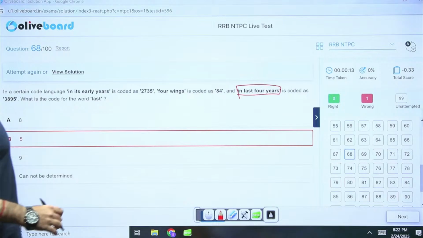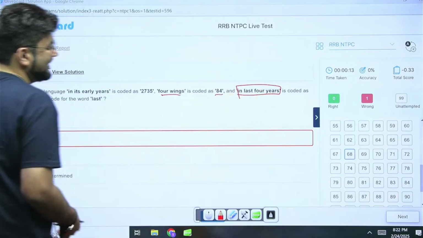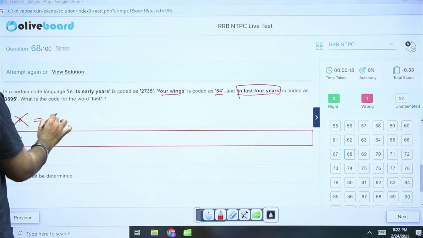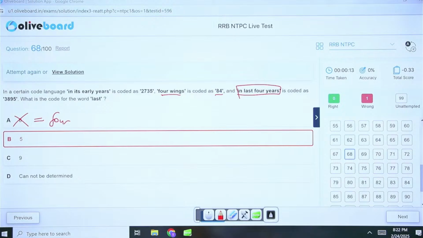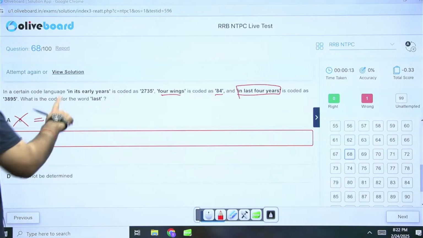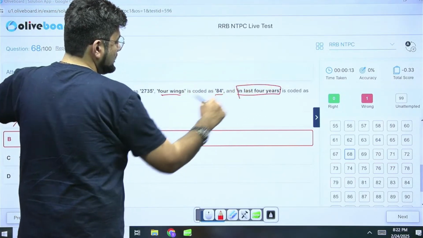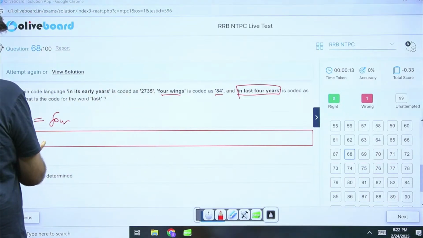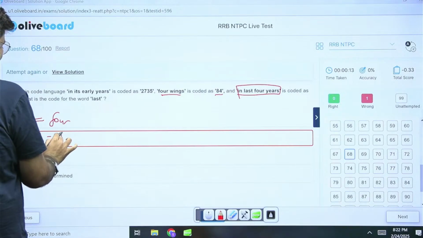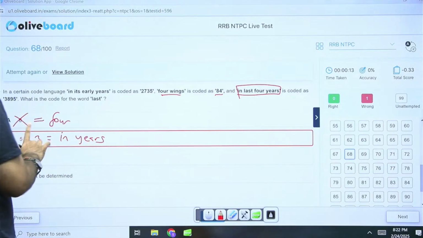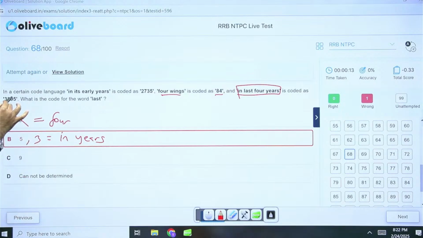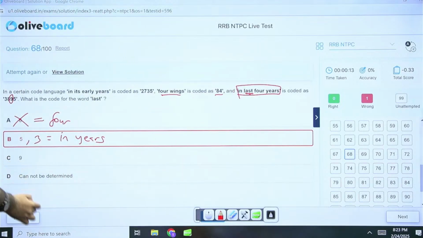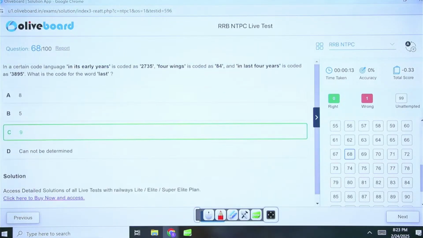Okay, so we have 4 wings. So we see 4 wings as 84. In last 4 years as 3895. So we know 8 is definitely for 4. Next, we need in its early years, in years. So in years, we have 2735, 3895. So 3 and 5, 5 and 3 will be for in years. We don't know which one is for which, but we are sure that it is not for that. We are only left with 9 here, and we are left with last here. So the code for last is 9. So option C becomes my correct answer. It can very well be determined.